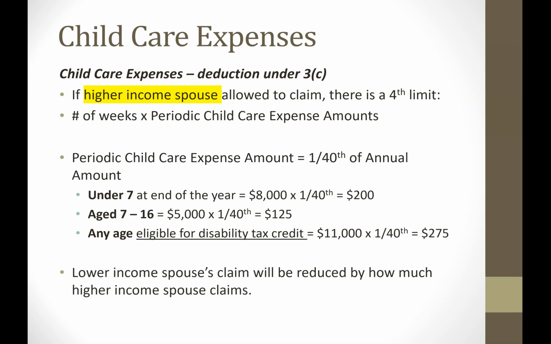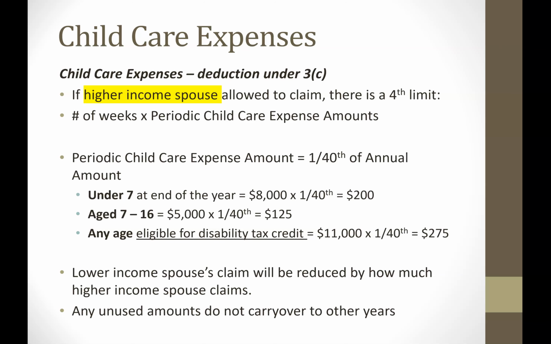Now, the lower income spouse will still be able to make a claim, but their claim will be reduced by how much the higher income spouse is able to claim. So let's talk about the fact also that any unused amounts do not carry over to future years. So once the calculation is done as to how much the higher income spouse is able to claim and how much the lower income spouse is able to claim, if there's any unused amount left over, that amount is lost. It does not carry over to other years.